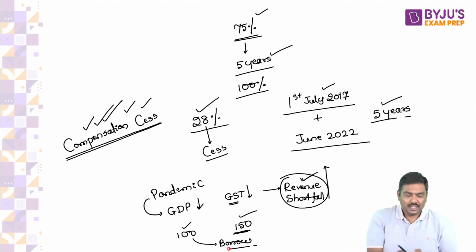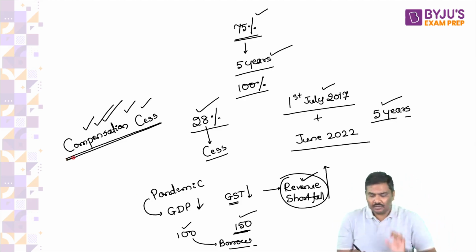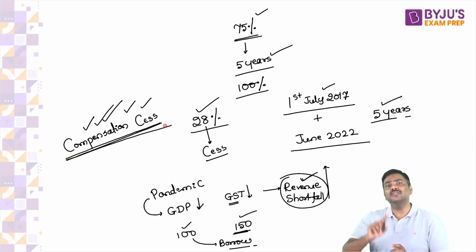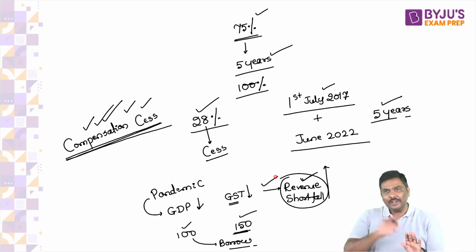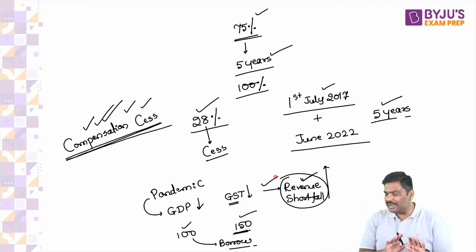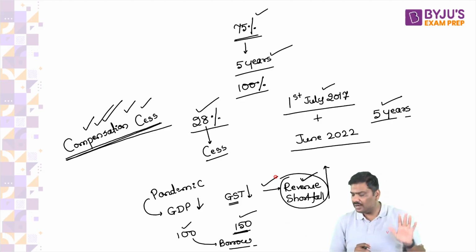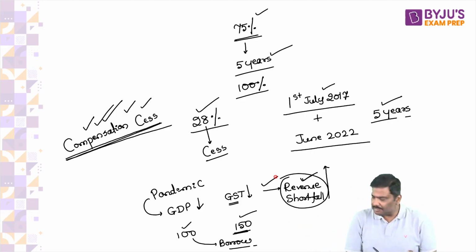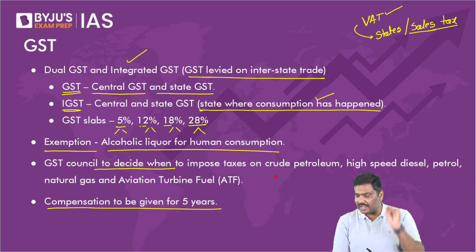Government says, we will continue to implement compensation cess till we repay this borrowing that we have done because there was a shortage during pandemic. I hope you understand why we have continued cess now. Any problem here? I hope you have understood why we have continued cess even though the 5-year duration is over. So these are certain important points regarding the compensation cess. Please be very, very careful.